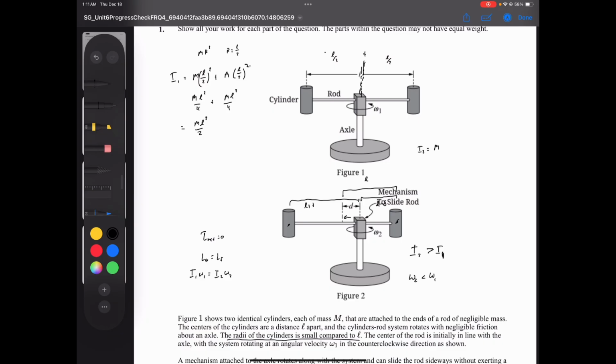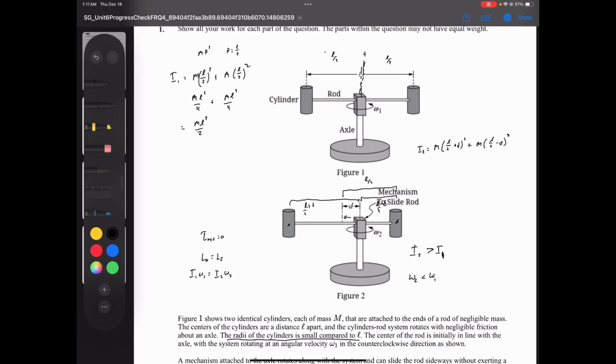wait a minute. L is the whole length. You've got to be careful. It's L over 2 plus d, and L over 2 minus d. So L is the length of the whole rod. So here I have m times L over 2 plus d, quantity squared, plus m times L over 2 minus d, quantity squared.